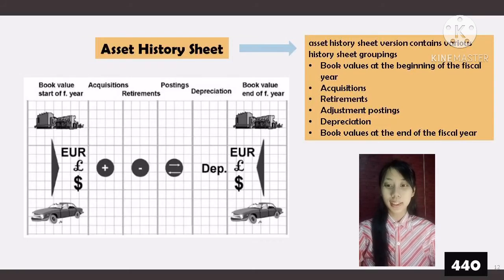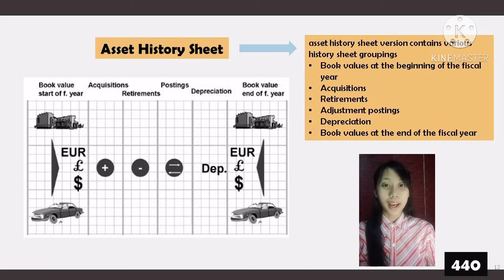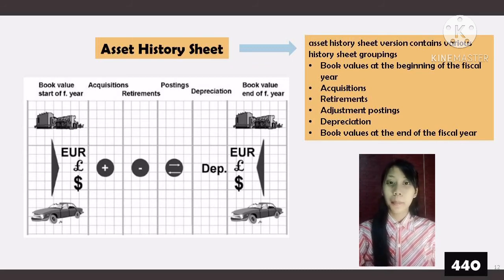The next slide, that is the last topic, is about the asset history sheet. The asset history sheet itself is the most important and the most complete evaluation that is available for the closing. And as a financial statement, the asset history sheet is heavily based on country-specific requirements. That's why it is possible to make many versions of the asset history sheet.